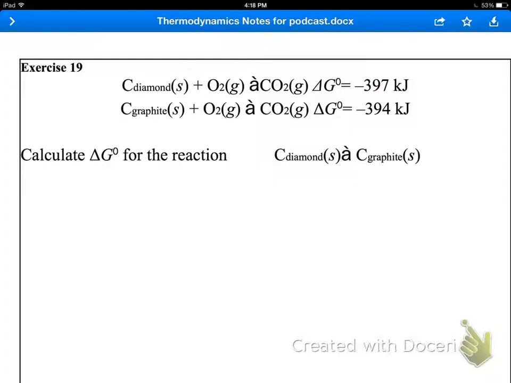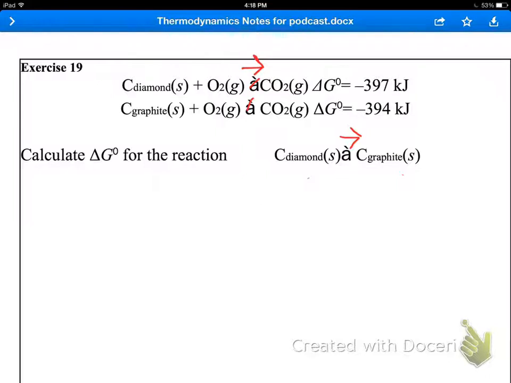Okay. Let's take a look at another one. This one, we say we want to find the delta G of the reaction going from diamond to graphite. And I apologize, I have a little bit of an incompatibility issue when I import this. My arrows turned into these fancy A's, and just ignore that or change them to arrows. So here I have a reaction going from diamond in oxygen to make carbon dioxide, and here I have one from graphite in oxygen going to carbon dioxide.